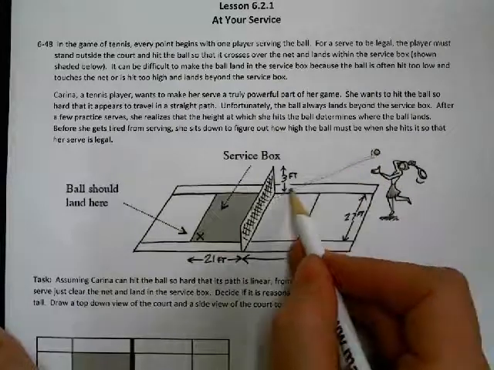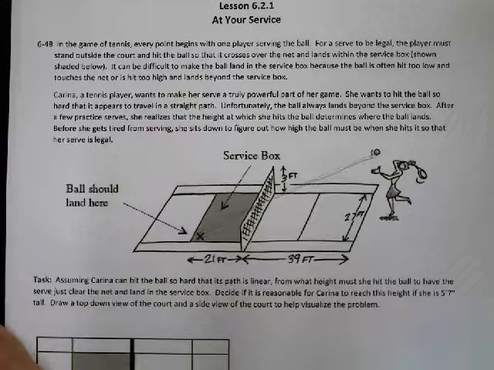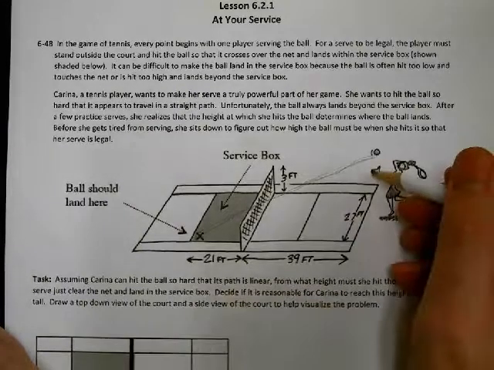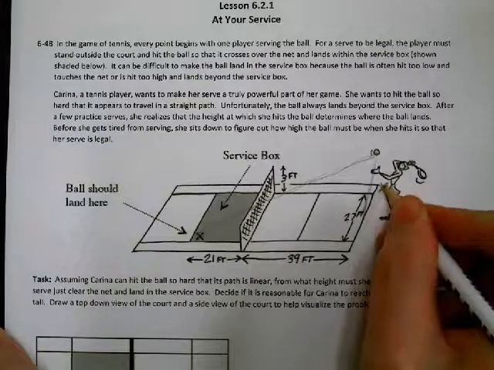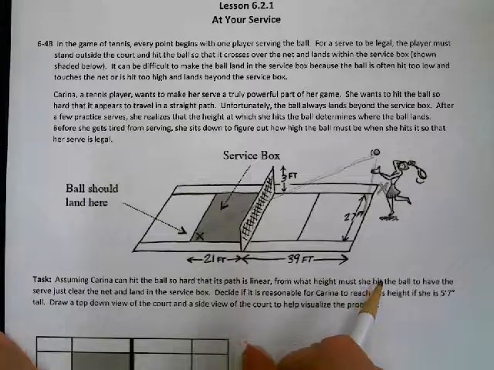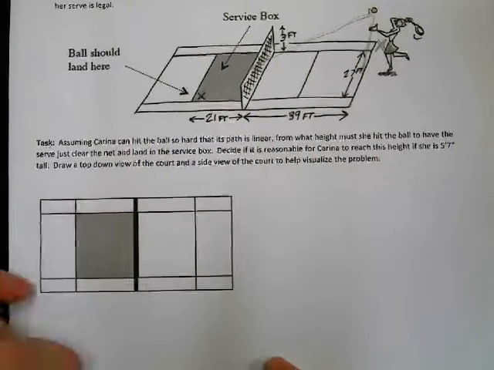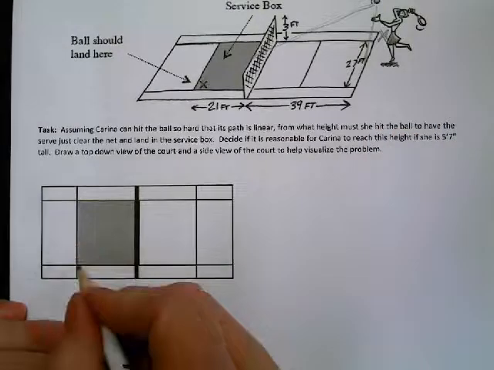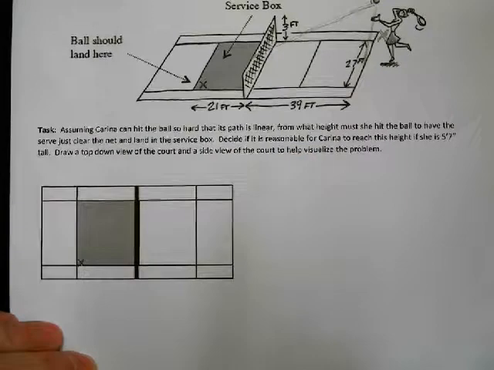She's going to hit it so hard that it goes in a straight line, goes over the net, and just ends at that corner of the service box. So we want to find out how high that ball needs to be. That's our X right there. How high does that ball need to be when she hits it? Our task is to see where that ball is going to be when she hits it, and we want the ball just to hit that corner.